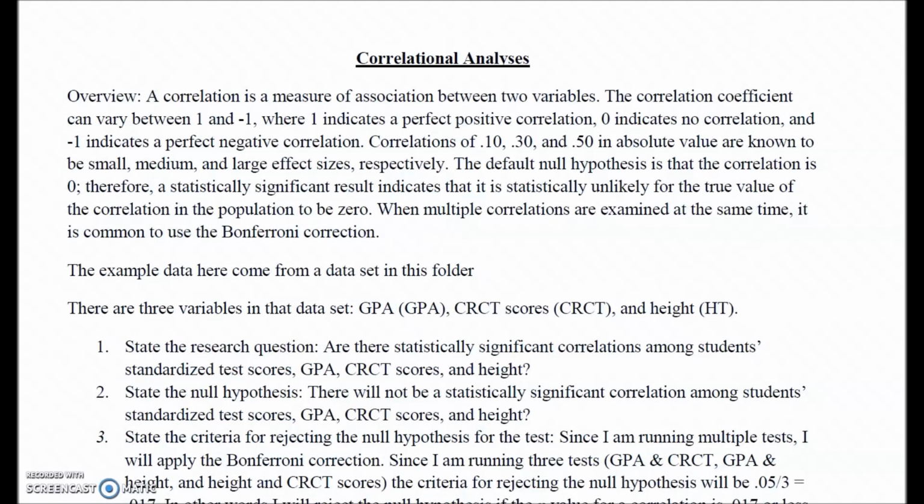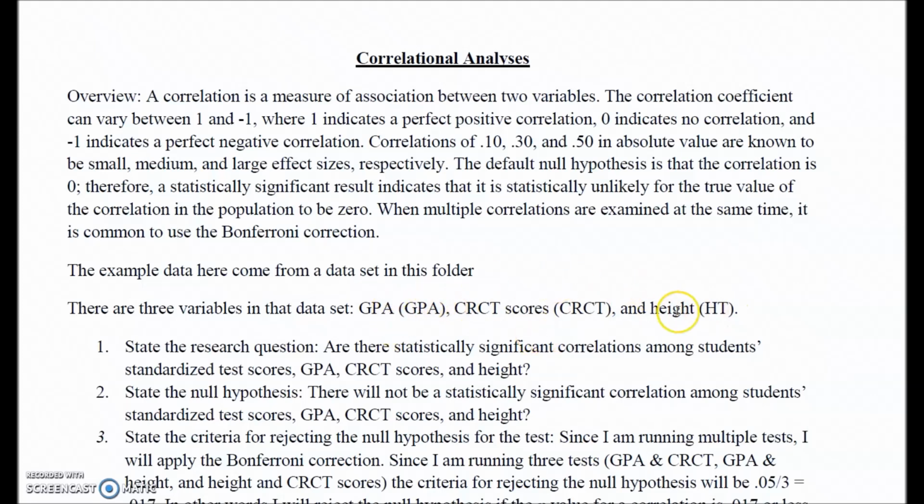So let us now try to do a correlational analysis. You know that the correlation is a measure of association between two variables. And so the only thing to take care of here is when we are doing multiple correlation. For example, if we are comparing three variables in a data set, like here, the GPA, the CRTC scores, and the height.